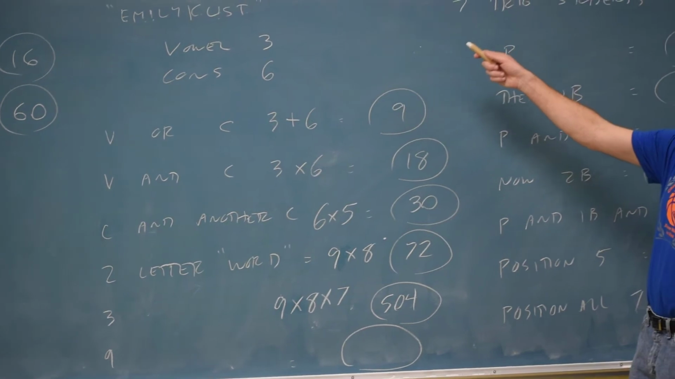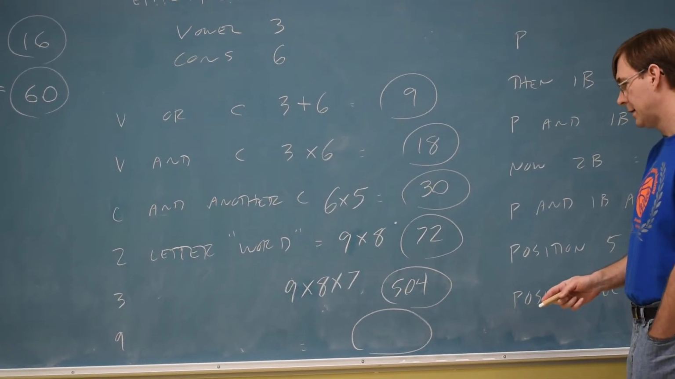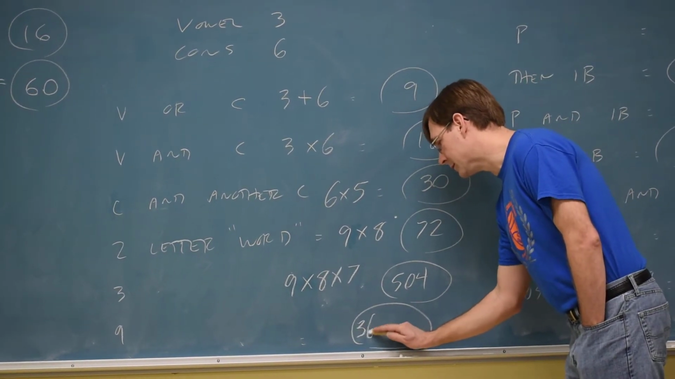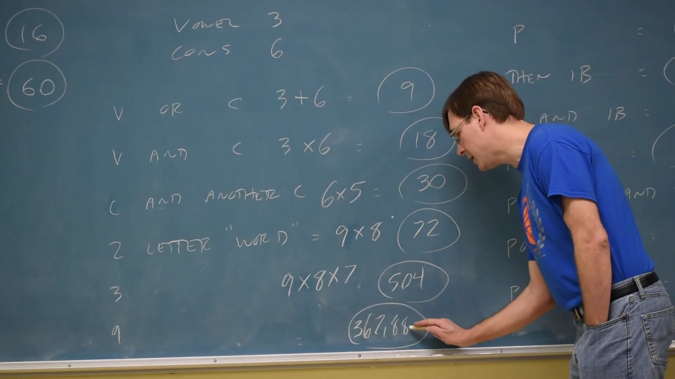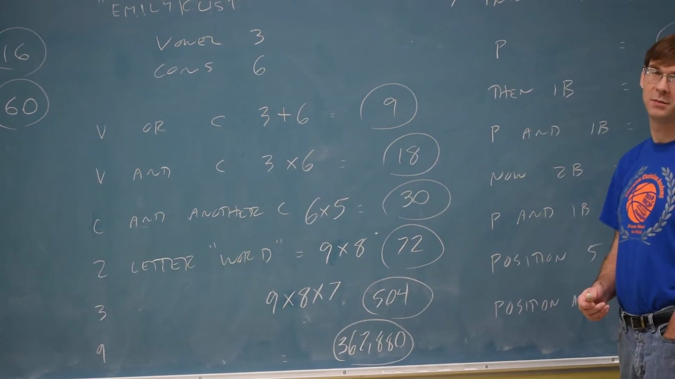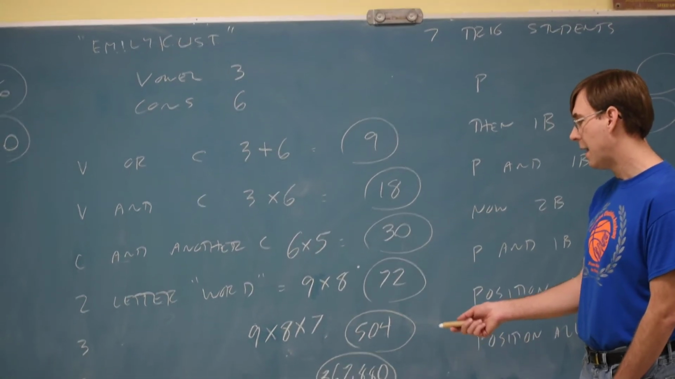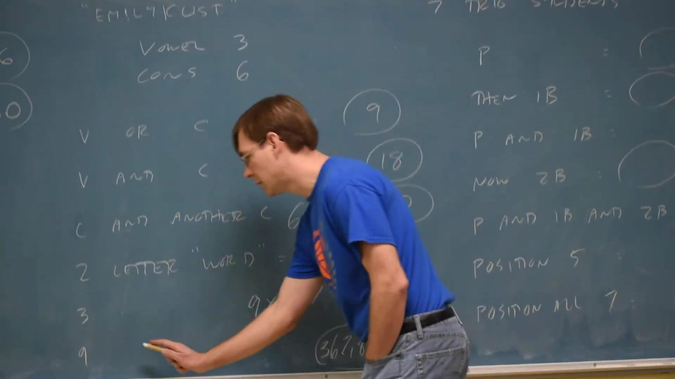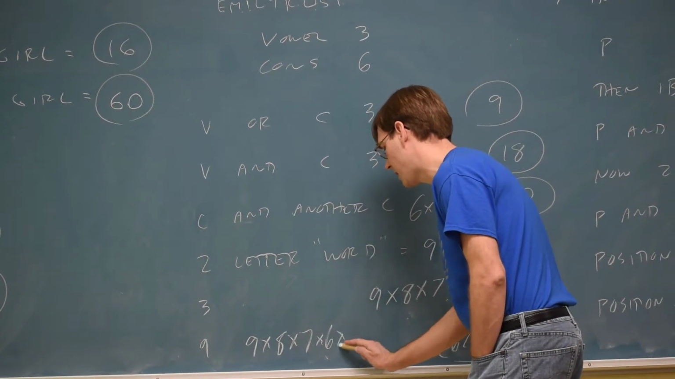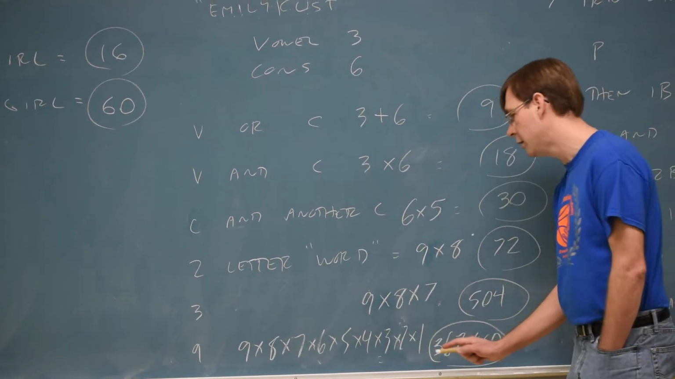If we want to use up all 9 letters and make a 9-letter word, hesitating for a moment if you're pausing, it is 362,880. And I didn't do that in my head. I have this memorized by accident from doing this class too many times. The way that would be produced would be 9 times 8 times 7 times 6 times 5 times 4 times 3 times 2 times 1.